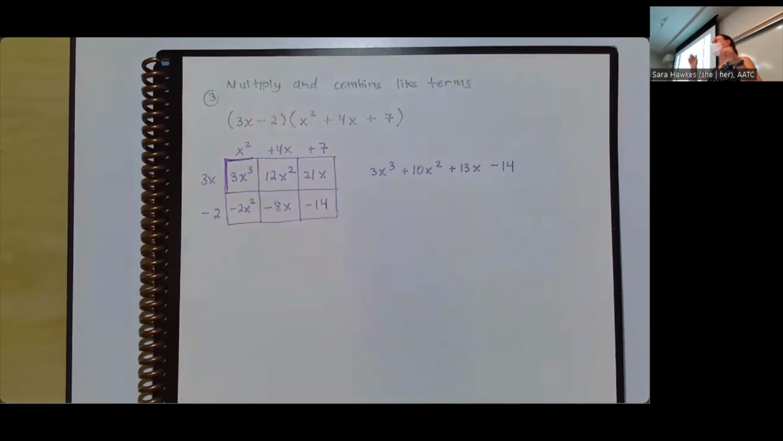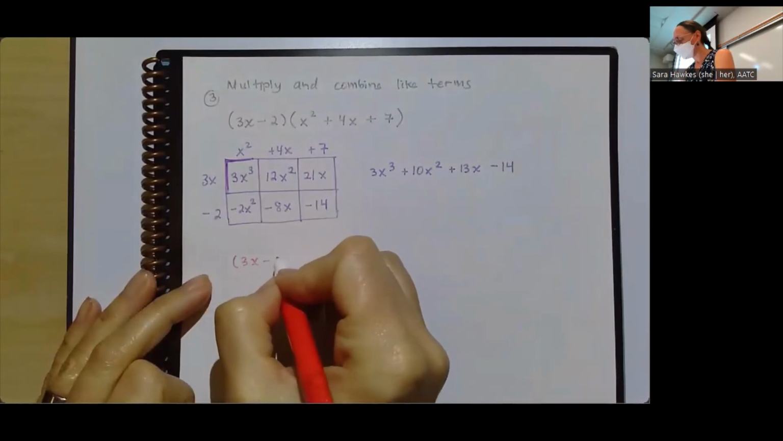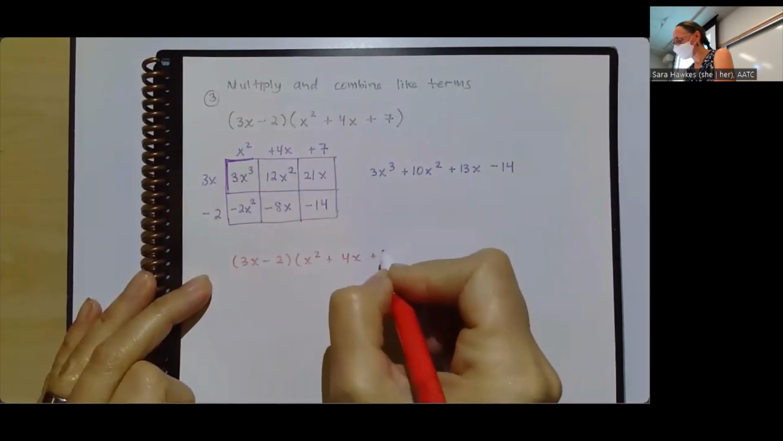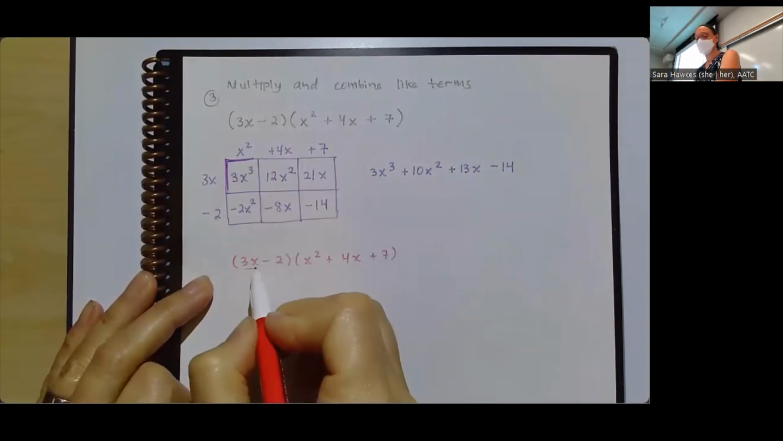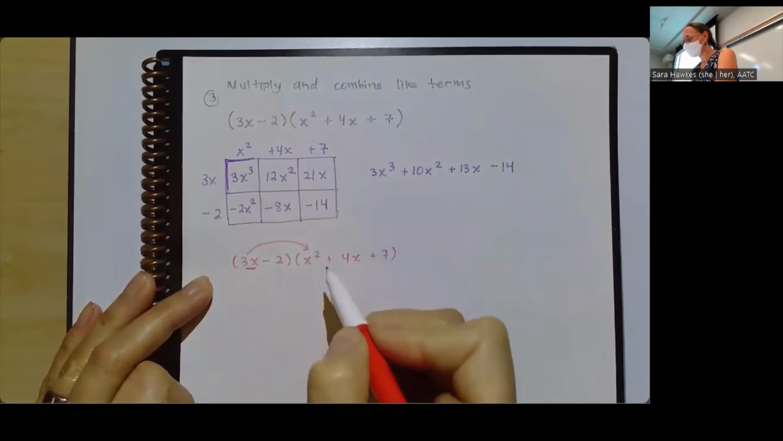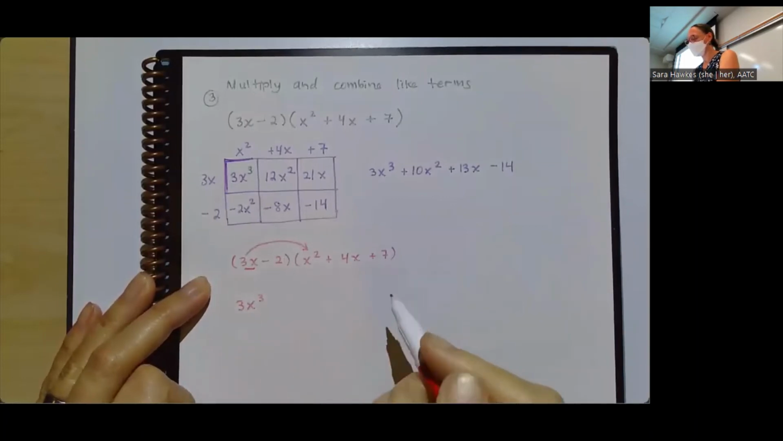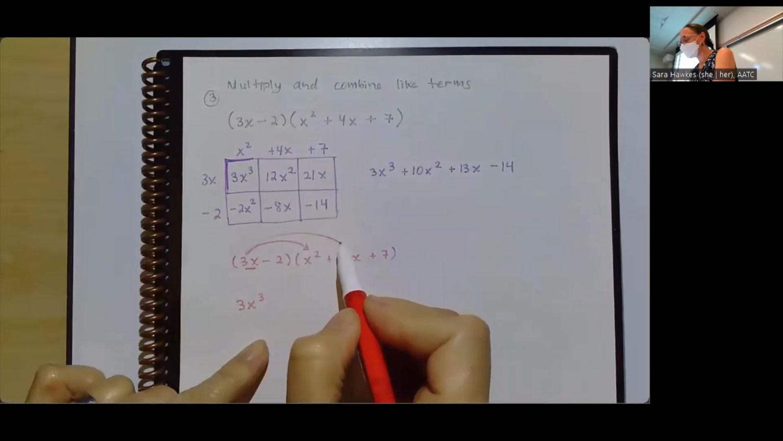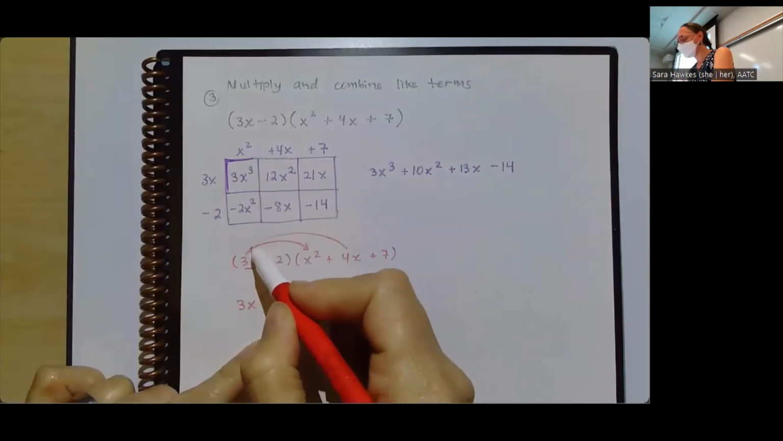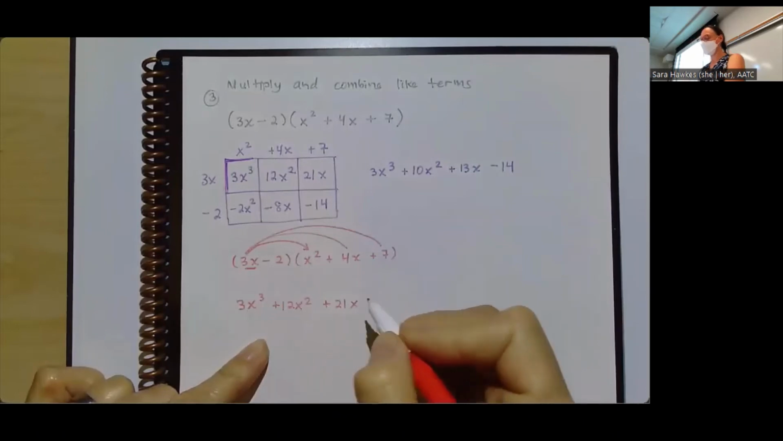We can also totally do this by keeping track of distributing stuff in. So if I start with that 3x, 3x times x squared, I'd have 3x cubed. 3x times 4x, that's 12x squared. 3x times 7, that's plus 21x.